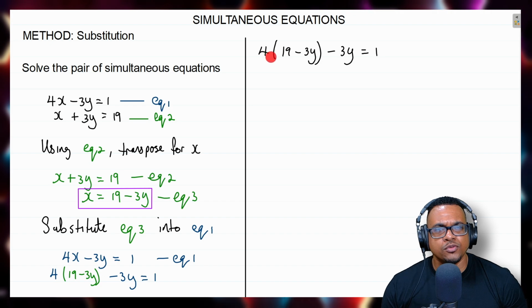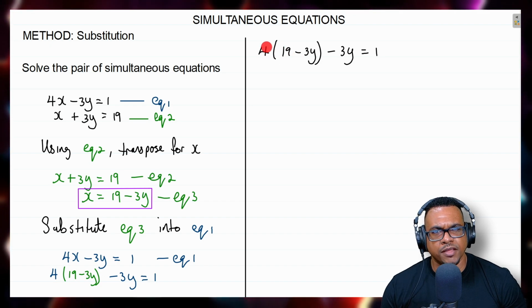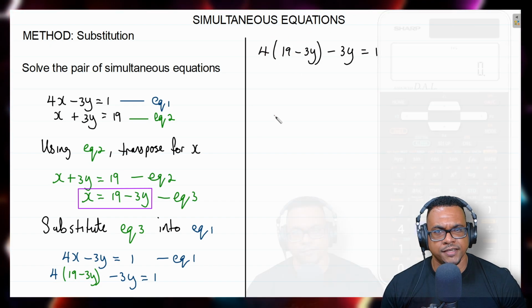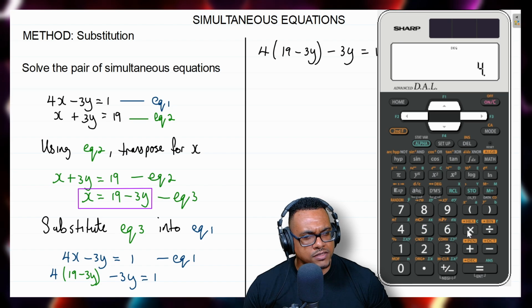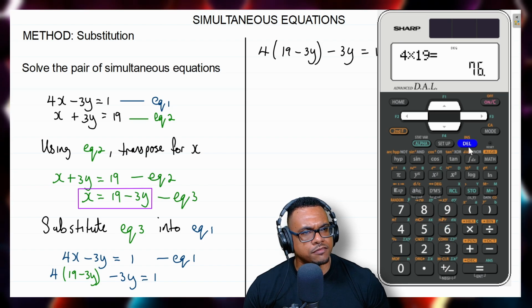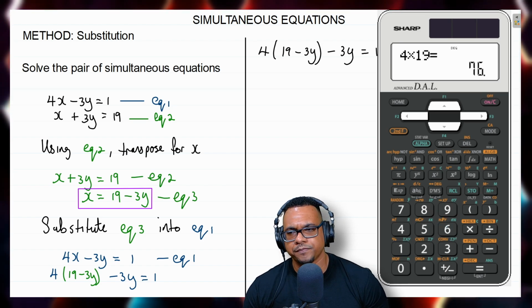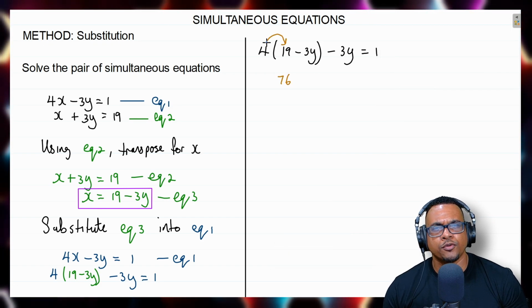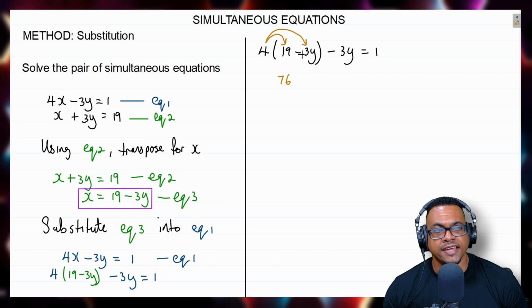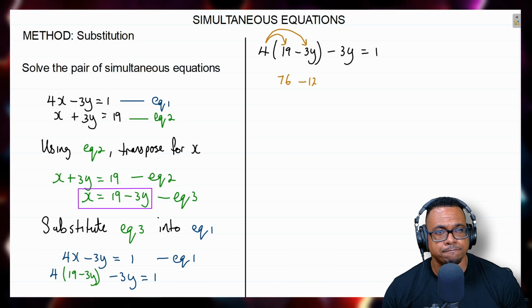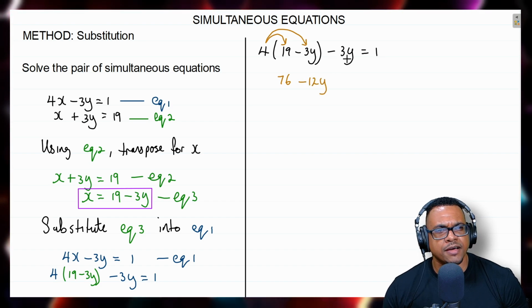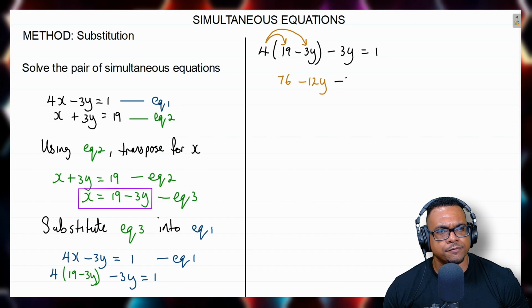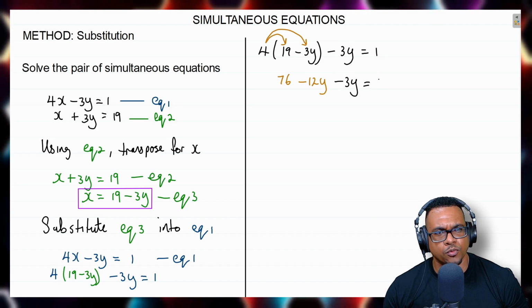So now what I have to do here is expand this bracket. So I'll multiply 4 by 19 and 4 by 3y. So 4 multiplied by 19 will give us 76. So I'll have 4 multiplied by 19 is 76. And of course, 4 multiplied by negative 3y, that will give you negative 12y. And then I'm going to write back this negative 3y is equal to 1.